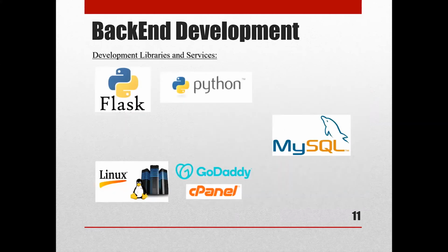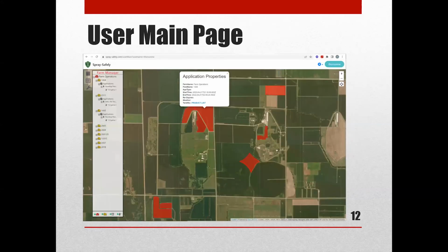The back end currently utilizes the Flask Python environment for its processing and hosting services. It utilizes MySQL for its database management. It is all being hosted on a GoDaddy web hosting service, which utilizes a shared Linux operating system server with the cPanel graphical user interface. Here is a screenshot of the current website that has been developed and will be continued to be developed upon by the senior design team.